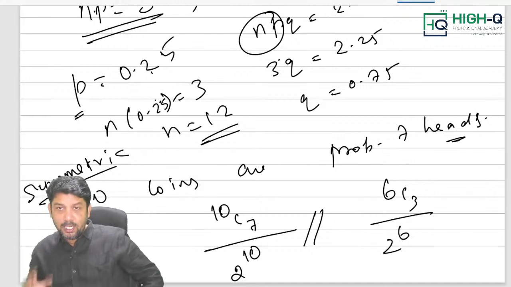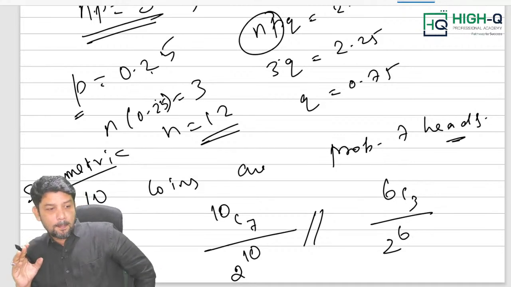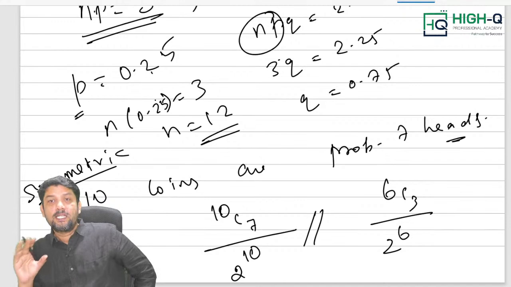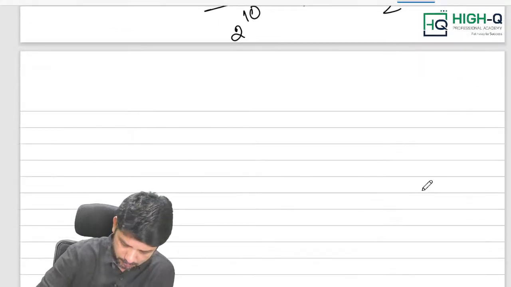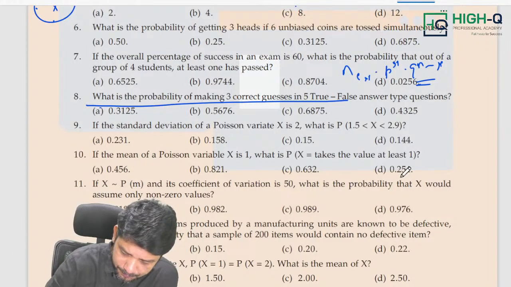So it is only applicable for what? Symmetric. Symmetric means p is equal to q is equal to 1 by 2. Okay, fine. Remember this.